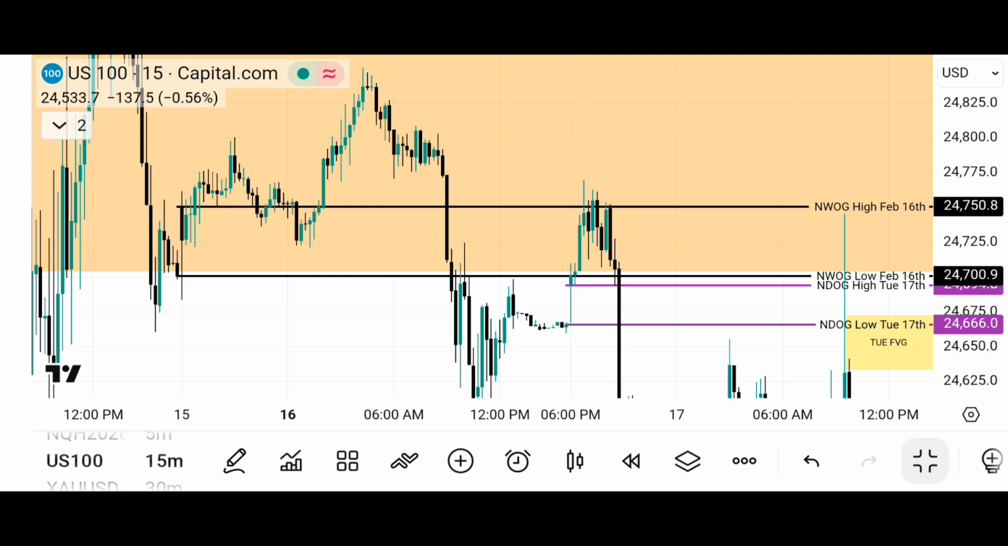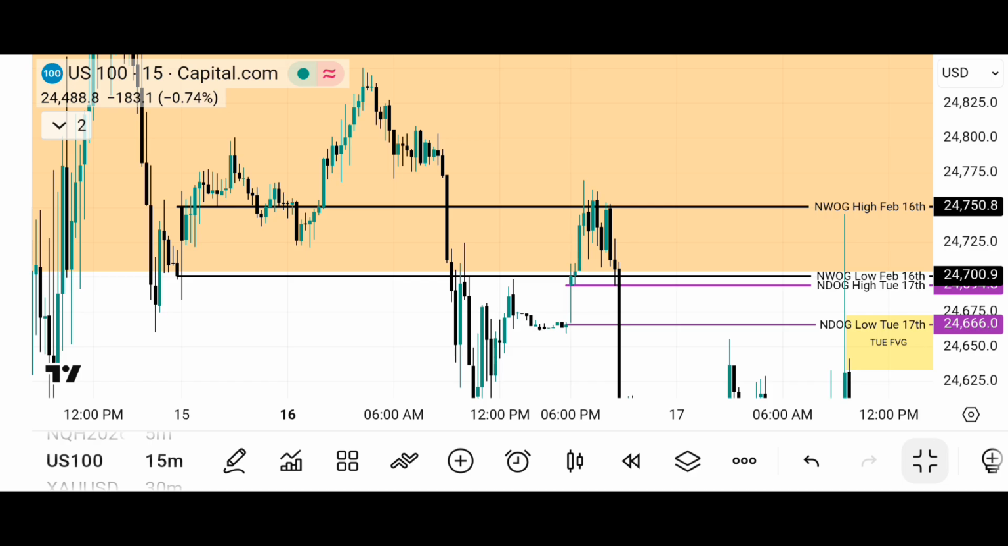So just as Michael Huddleston, ICT advised, I keep on my chart the last 5 recent new day open gaps formed in price and the last 5 new week open gaps formed in price. So the new day open gaps for the last 5 days are saved on my chart, and the most recent 5 weeks' new week open gaps are also saved on my chart, and I study how price makes use of them.